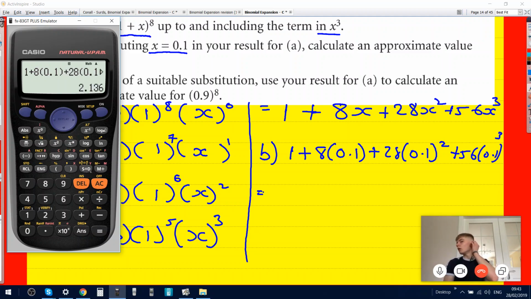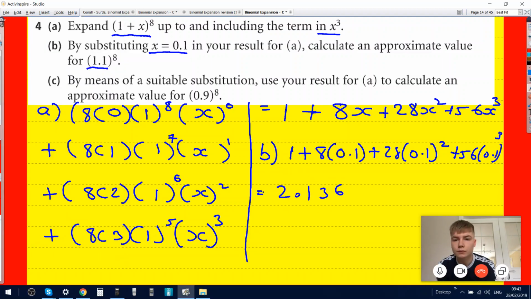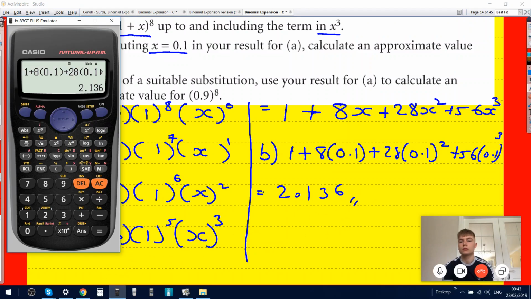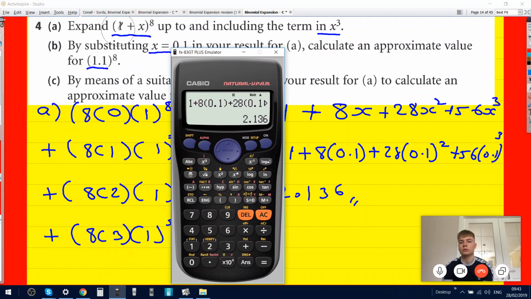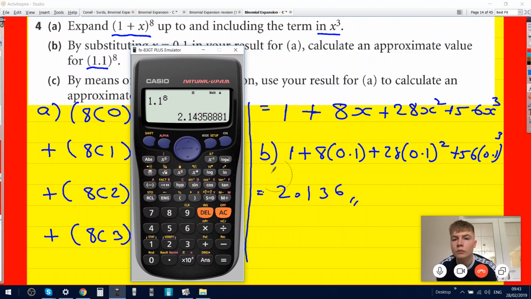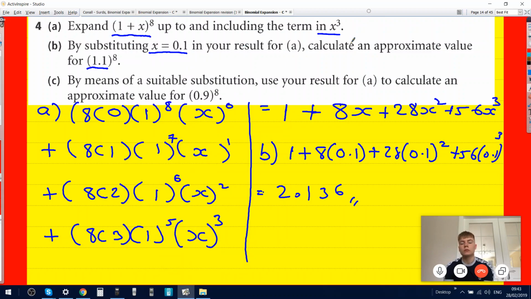Okay, 2.136. Let me just check. So that's our approximation. If I did it exactly, and I did 1.1 to the power of 8, and there you go. So our approximation was 2.136. Calculator says it's exactly, well, approximately, even the calculator, there's a better estimate is 2.14 and so on. So we're pretty good. How about C?